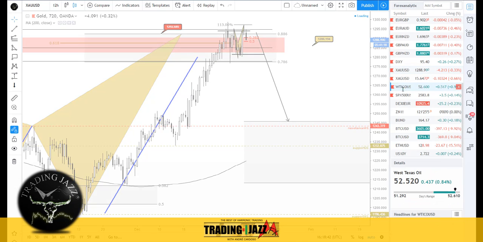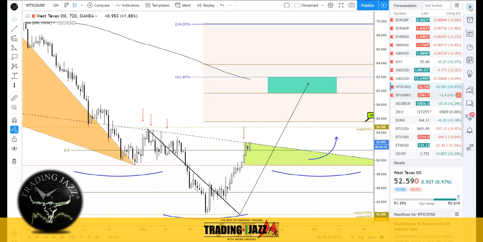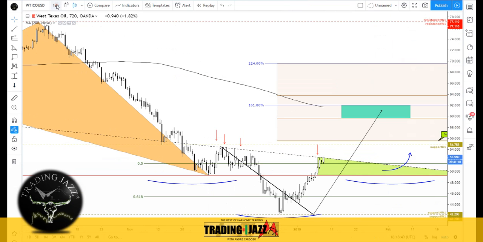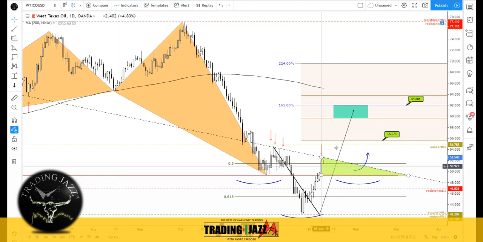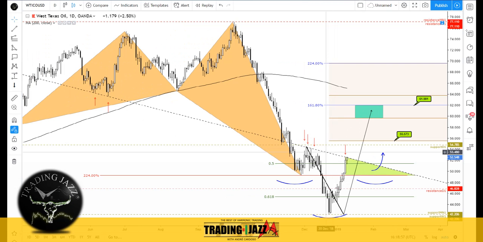Then we have, to finish, WTI. I'm still holding, and we are still holding this position. This is a long term long position, and it's based on a structure breakout below and one inverted head and shoulders position below on a lower time frame chart.